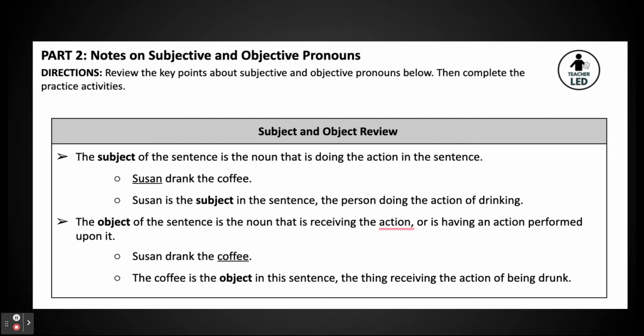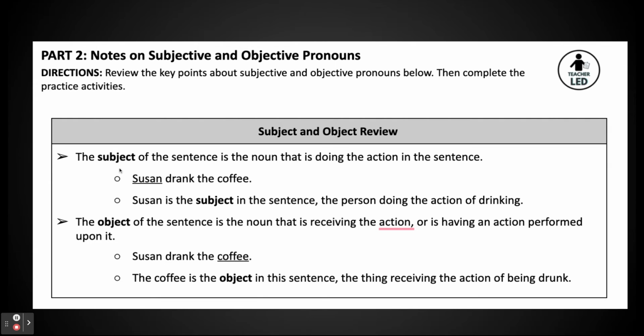All right, part two. Notes on, I'm going to call them subject and object pronouns, even though it says subjective and objective. Let's just make it easy: subject and object pronouns. So I'm just going to go over these key points about those two kinds of pronouns, and then we're going to go into the activities.